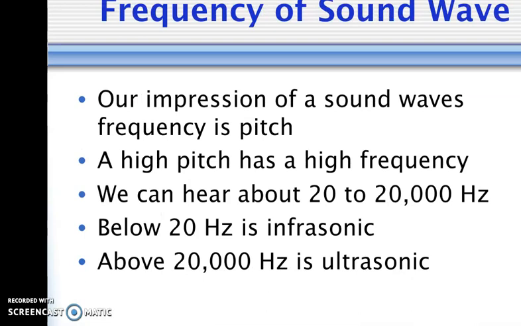Our impression of the frequency of a sound wave is pitch. High pitch has a high frequency, and low pitch has a low frequency. Humans can hear from about 20 to 20,000 hertz. Below 20 hertz is considered infrasonic, and above 20,000 hertz is ultrasonic. And what do we use in the medical field with ultrasonic waves?